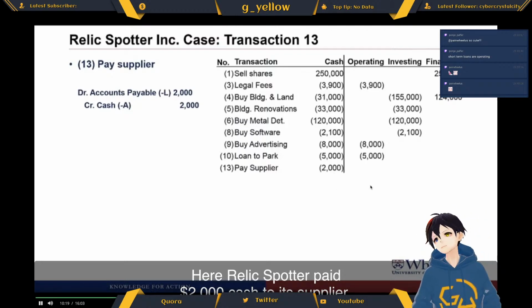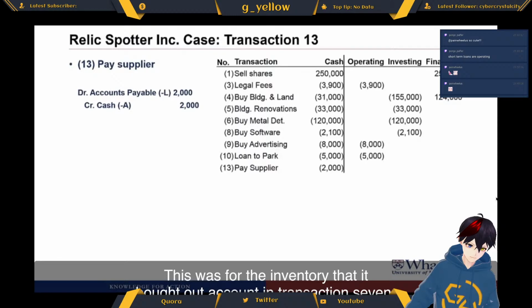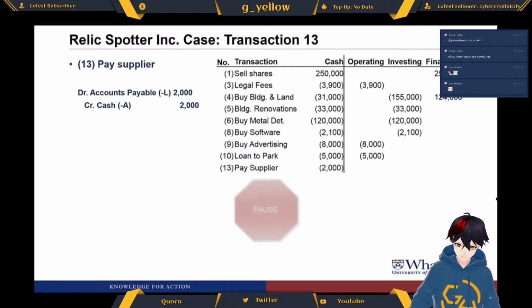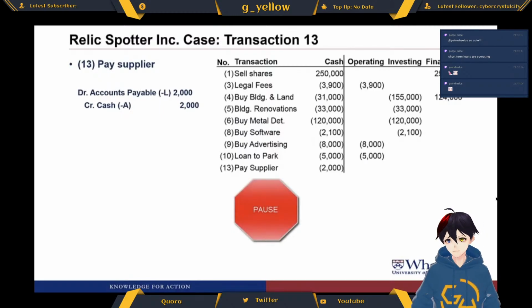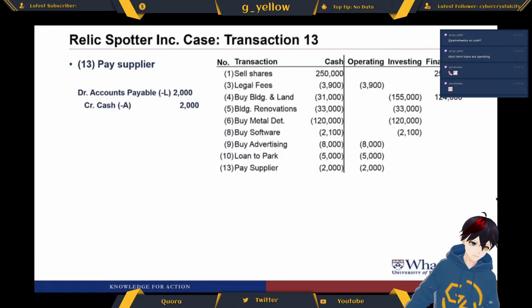Spotter paid $2,000 cash to its supplier. This was for the inventory that it bought on account in transaction 7. So is this $2,000 cash paid to the supplier operating, investing, or financing? Pay to supplier, operating? The answer here is a $2,000 operating cash outflow.